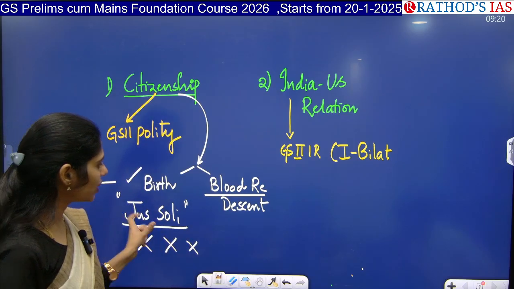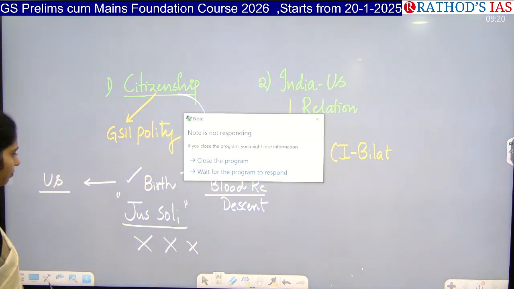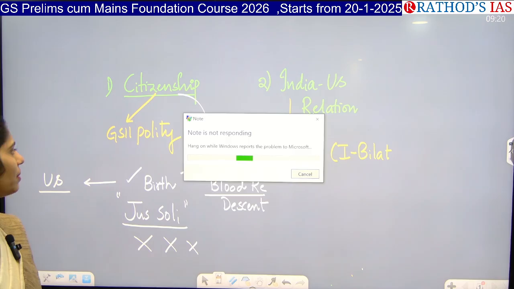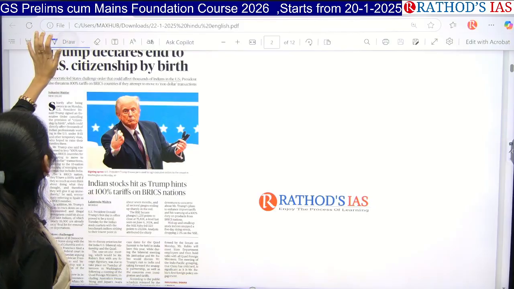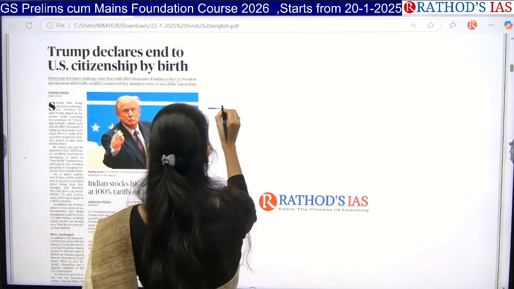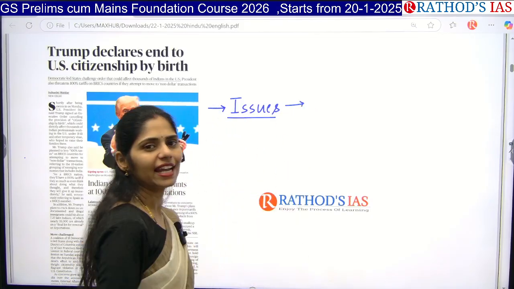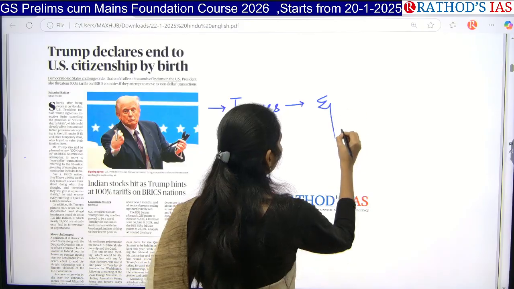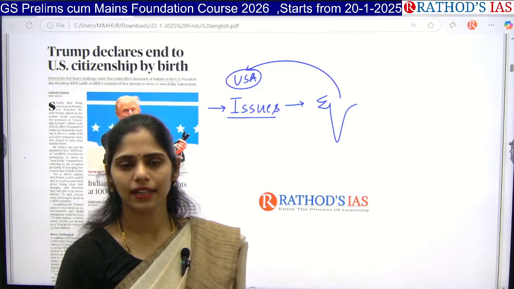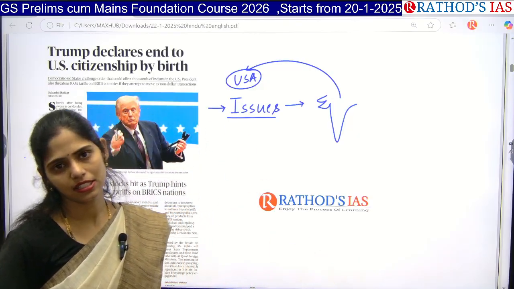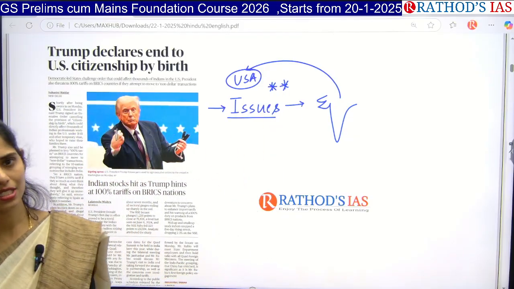So what is the impact of this? This is the thing that you have to see. The problem regarding this cancellation of citizenship concerns India, because so many people go to the USA in search of jobs or education, and they get married there. After that, their children would get the citizenship. Now Indian citizens whose children are born in the USA are not going to get US citizenship.